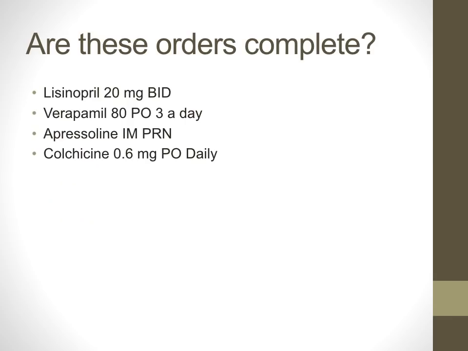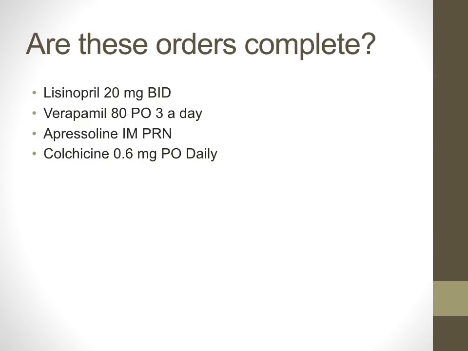Let's look at these orders right here. Lisinopril, which is an ACE inhibitor, an angiotensin converting enzyme inhibitor. That should sound a little bit familiar. Lisinopril 20 milligrams BID. Is that a complete order? If not, what's missing?